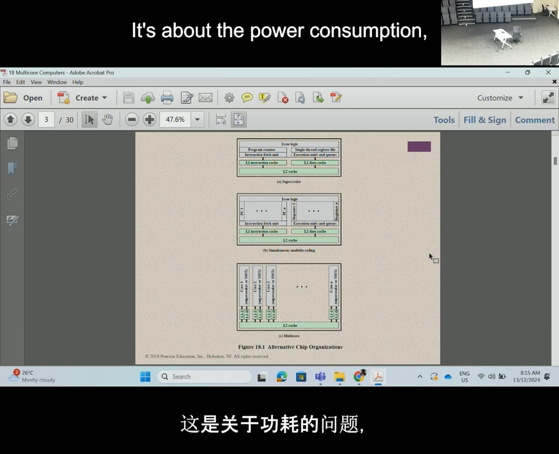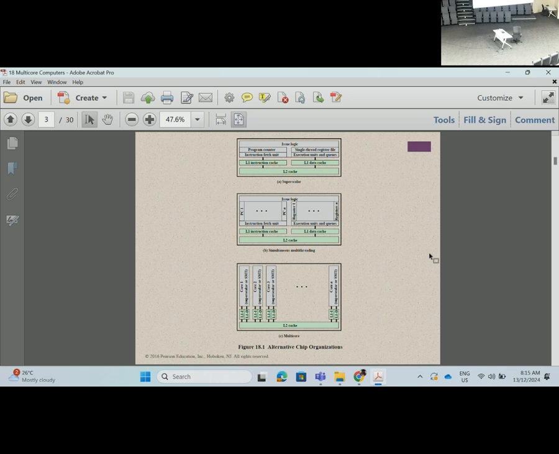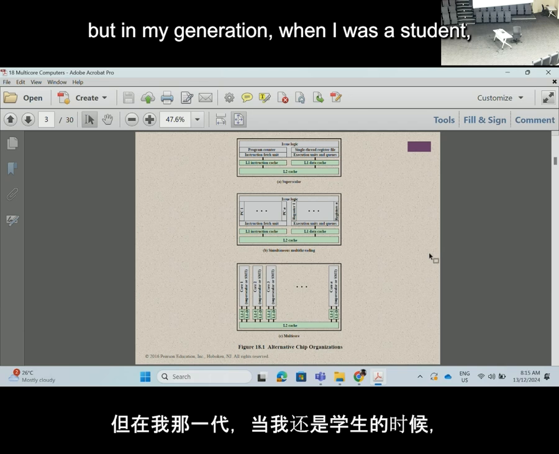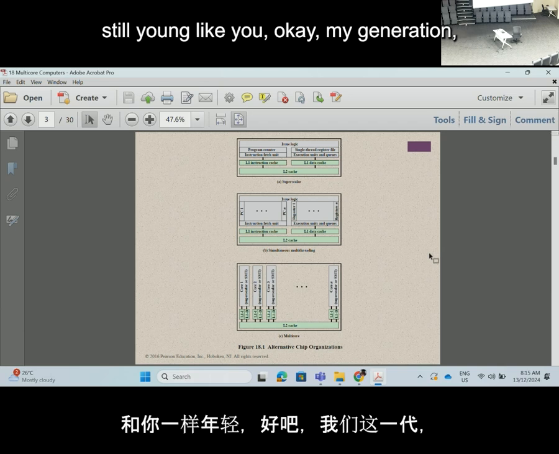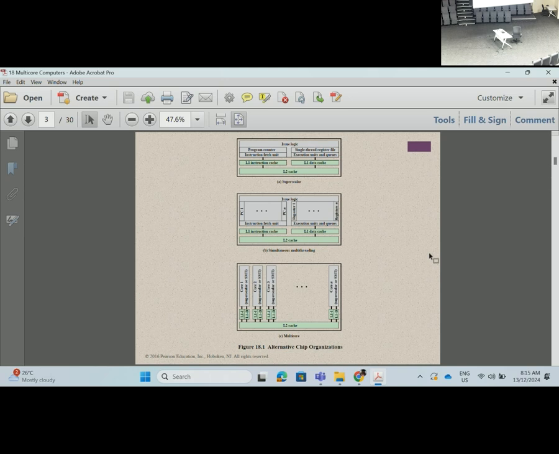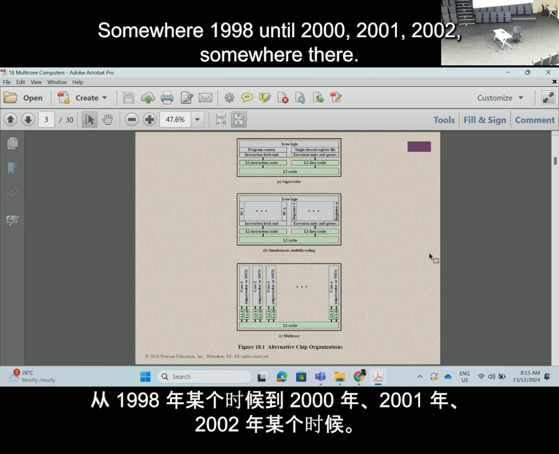It's also about power consumption. The superscalar takes a lot of power density. And in the market, I don't know now, but in my generation, when I was a student, still young like you, we had the Intel Celeron. That is a processor from somewhere around 1998 until 2000, 2001, 2002.